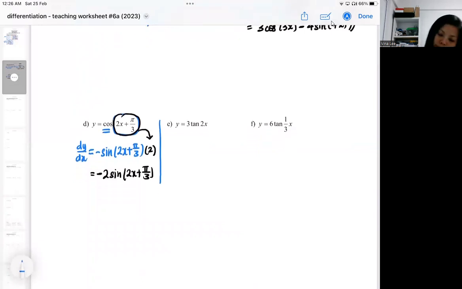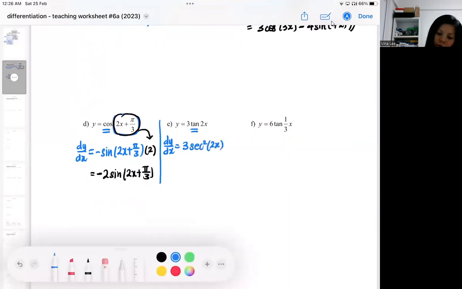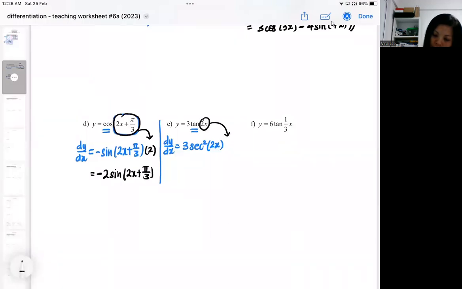For the next one, if there is a coefficient here, like a 3, ignore the 3. Just let it be there. Differentiate tangent, it becomes a secant square 2x. Tangent 2x becomes secant square 2x. Then differentiate the angle on its own. When you differentiate the angle on its own, it is multiplied to the 3 in front. It doesn't get multiplied to the angle.